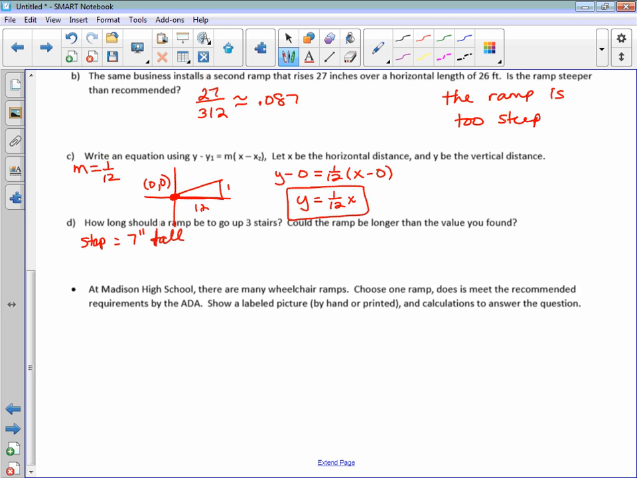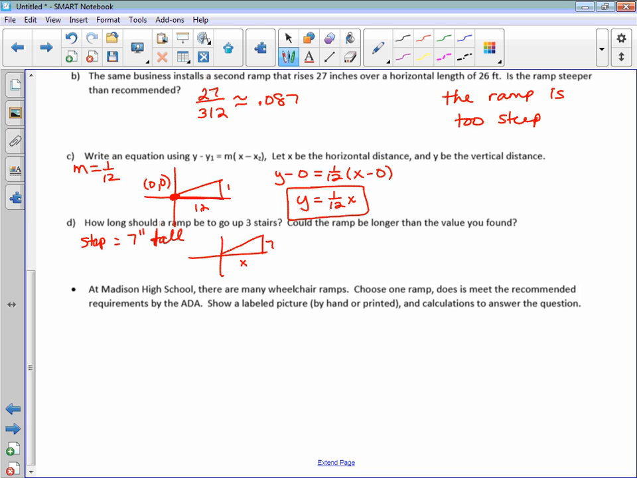Okay, so let's think about it. This picture right here is just showing the appropriate slope of the line. That slope could continue along here. I'm not looking at a step being 1 inch high now. I'm looking at it being 7 inches high. So this has changed. You have to think about what is going to happen here. So let's use our equation here. That's now 7 instead of 1. And we don't know this.